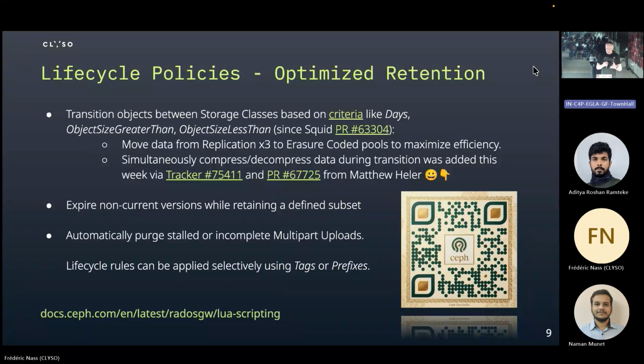And also you could use them to simultaneously compress or decompress the data transition, which was added to the Ceph code this very week, after we'd been discussing this with Casey and Matthew Eller. So this is a good example of community work and fast community work. We thought this was somehow a bug, that the compression was not respected when the transition was not an object transition from one storage class to another compressed storage class would not compress the object.